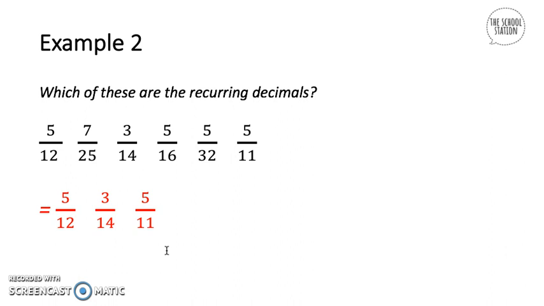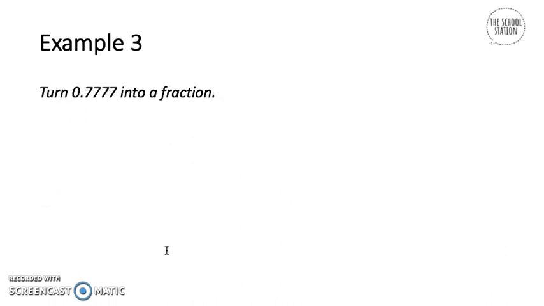Now that we've clarified how to tell terminating and recurring decimals apart, I want to go on to how to turn a recurring decimal into a fraction. In this example, we're asked to turn 0.7777 into a fraction. Obviously, this is 0.7 recurring, so we have to turn this into a fraction. Pause this video and have a go at finding the solution. If not, you can continue with the video.